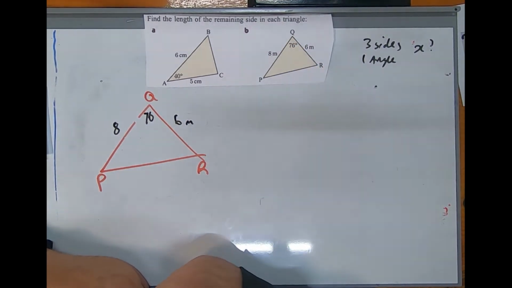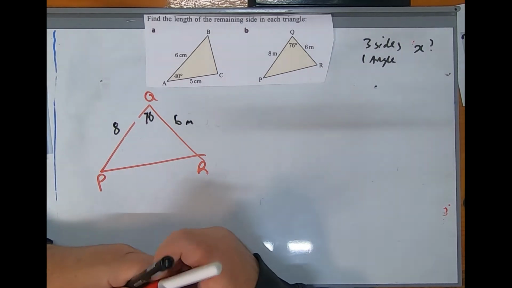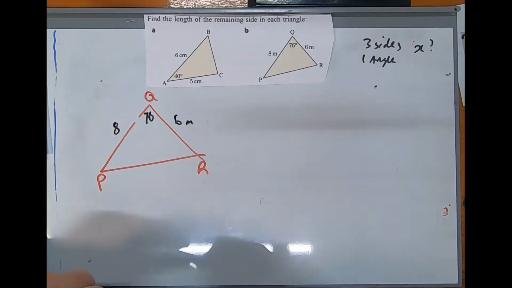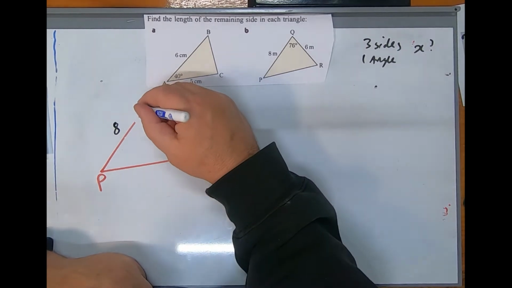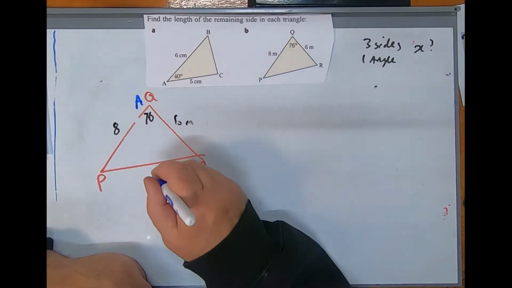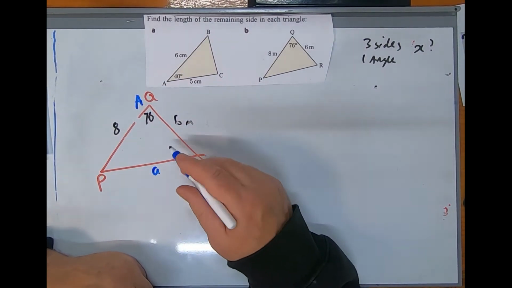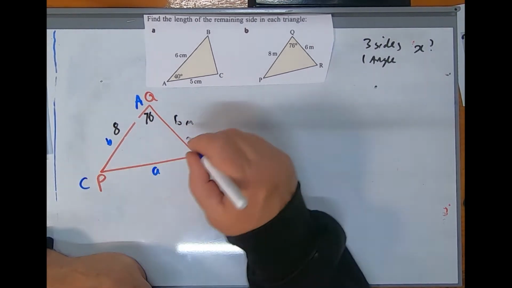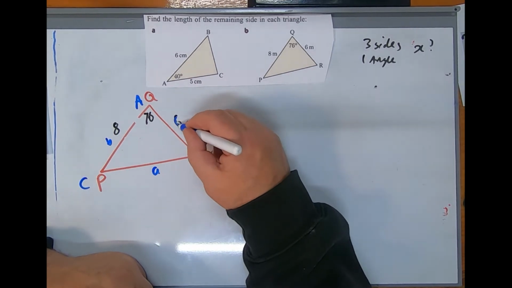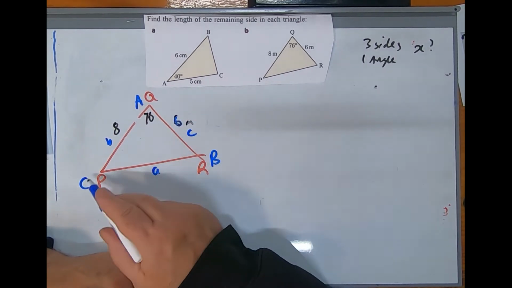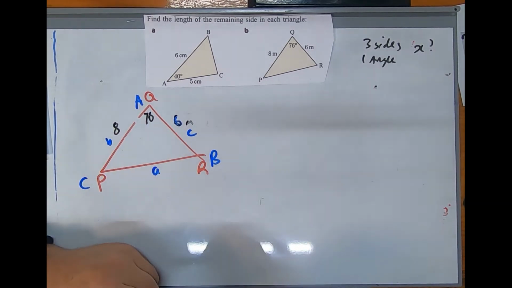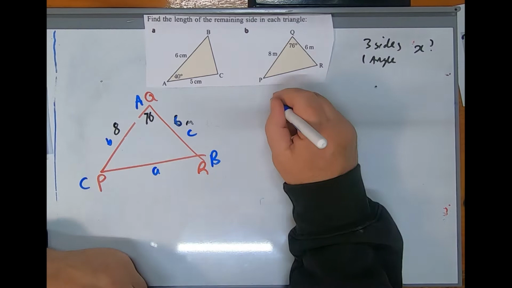Looking at part B here, I've drawn it up. Wow, it's got these letters, not the letters I want. I don't know, but I think I can get away with putting the letters that I do want on here. Big A, little a. Big B, little b. Big C, little c. If the question asks me later about side AC or side PQ, I know which side it's talking about. I'm just doing this so I can use my formula.